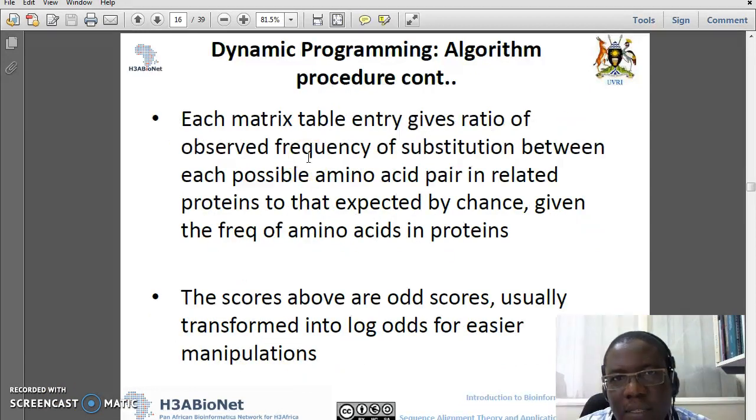Like I said, the scores for the quality come from a matrix table, which gives you the ratios of observing the frequencies of substitution between each possible amino acid pair, as was found in related proteins, to that expected by chance, as was indicated by the pairings in, say, unrelated proteins. Of course, after adjusting for the relative frequencies of the amino acids in the proteins in question. The scores above are usually odds scores, but usually in the substitution matrix tables, they appear as log odds, just to make the handling of the calculations simpler.